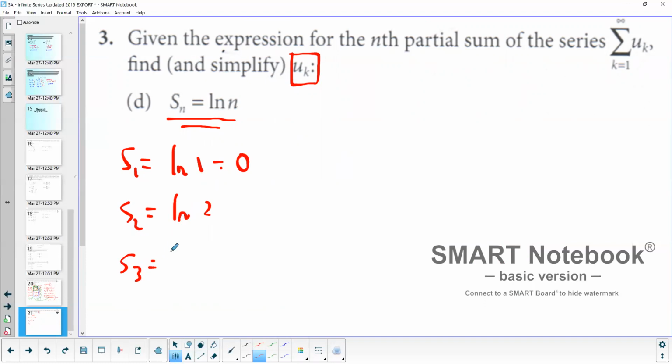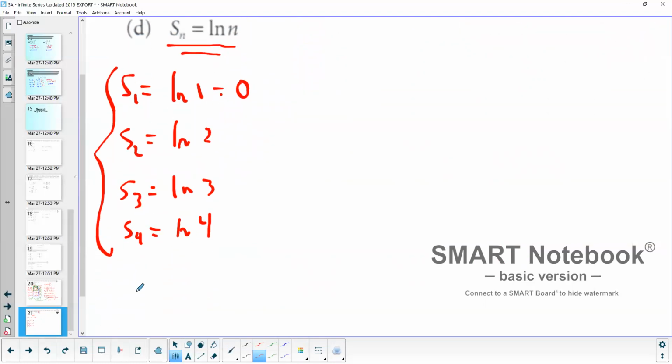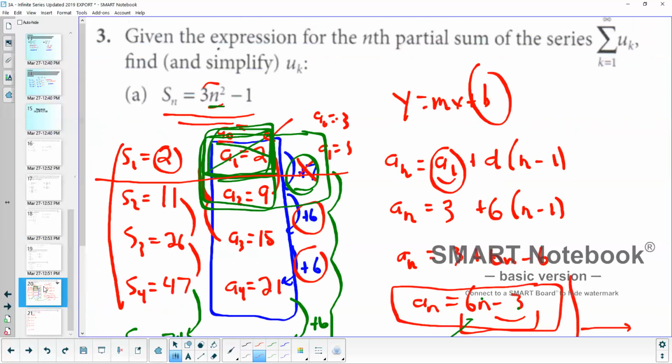And the third partial sum will be the natural log of 3, and the fourth partial sum would be the natural log of 4. And so this seems pretty simple, where if you're just finding the first partial sums, if I asked you what the 10th partial sum is, we know that that would just be the natural log of 10.